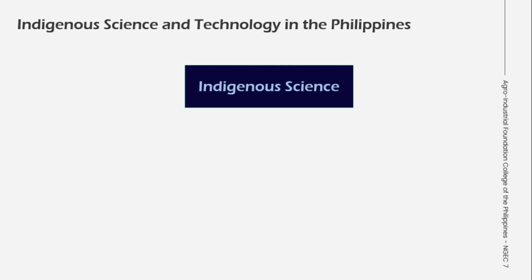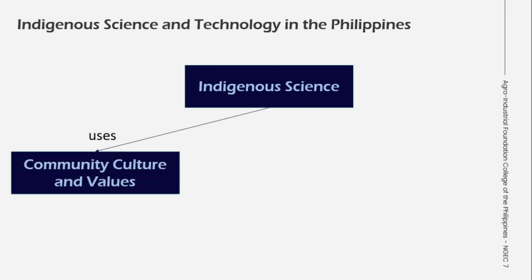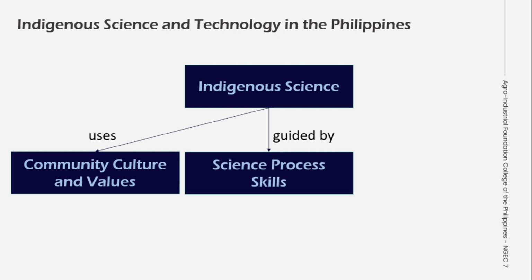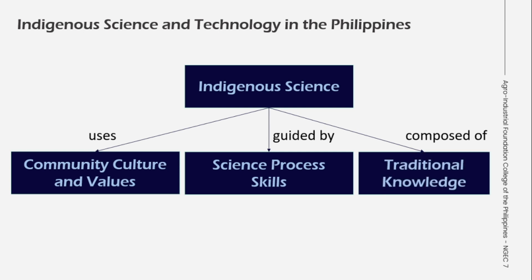So indigenous people in the Philippines include the Ati, Bajau, Igorot, Ilonggots, Lumad, Mangyan, Negritos of Luzon, Palawan tribes, and Tumandok. So here it is important to stress that indigenous science uses community, culture, and values. Okay? And then it is guided by science process skills, and it is composed of traditional knowledge. So for us to be able to utilize this particular diagram, okay? So an example of this is their traditional knowledge of predicting the weather, okay?